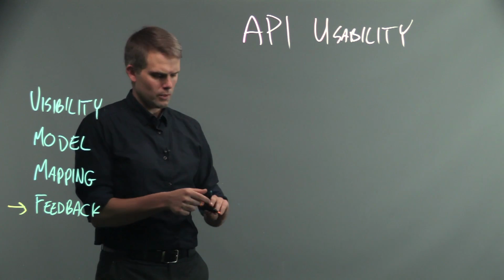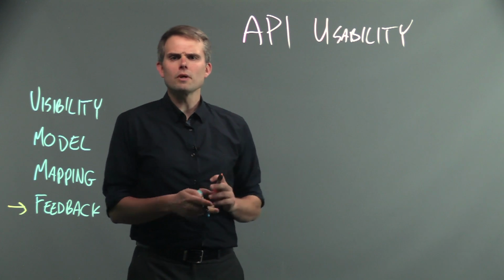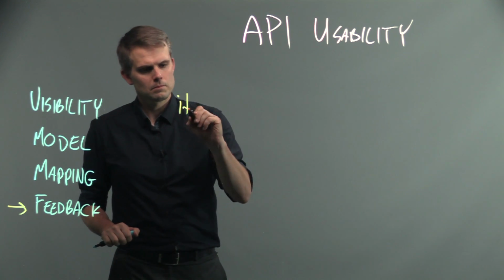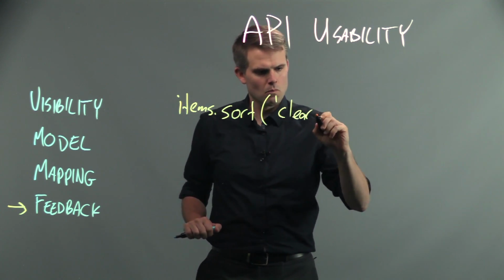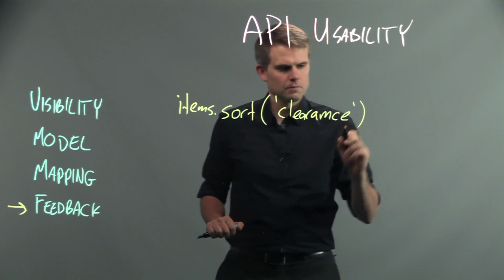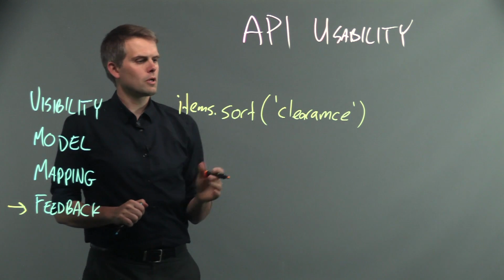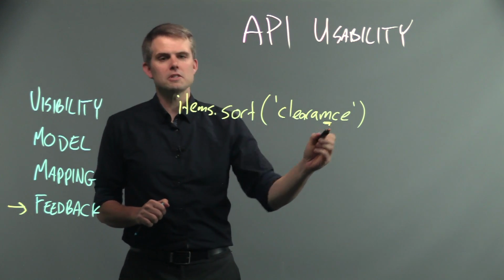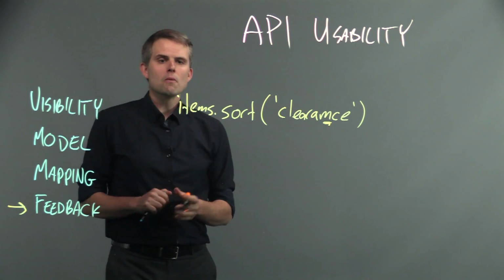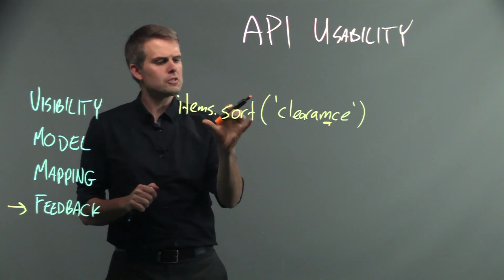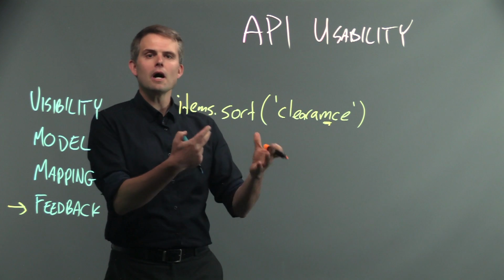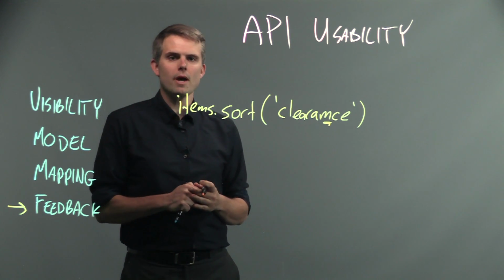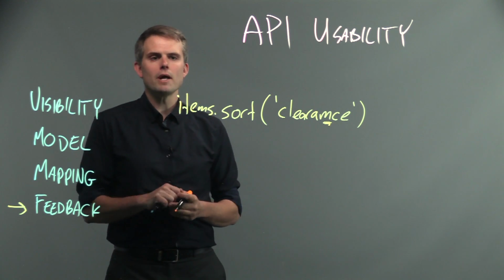So let's take a look at a concrete example. Let's go back to that sort example from earlier. Right, so here we say items.sort clearance, right? So that's a mistake, and that's not going to work. If we go in, the API interprets this method and does its best to sort, or returns the items in an unsorted manner or an incorrectly sorted manner, it's not going to be doing the developer any favors.